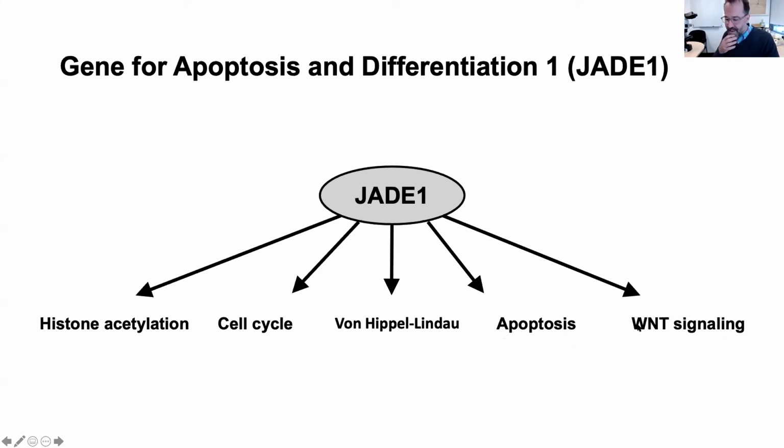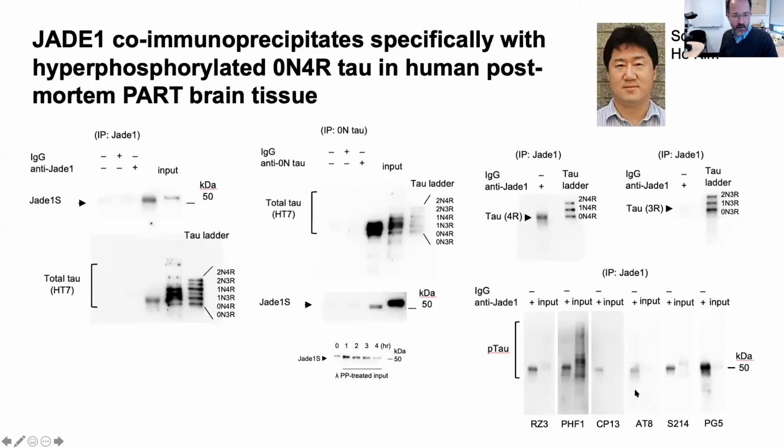It's an inhibitor of Wnt signaling, which is really interesting because GSK3 beta, which I mentioned before as one of the lead tau kinase candidates, is an integral part of Wnt signaling. And so one of the more powerful pieces of data that we collected were these co-IP experiments. So Soon Ho Kim in the lab took human PART cases and other tauopathies and asked the question of whether or not there's a direct physical interaction between JADE1 and the tau protein.